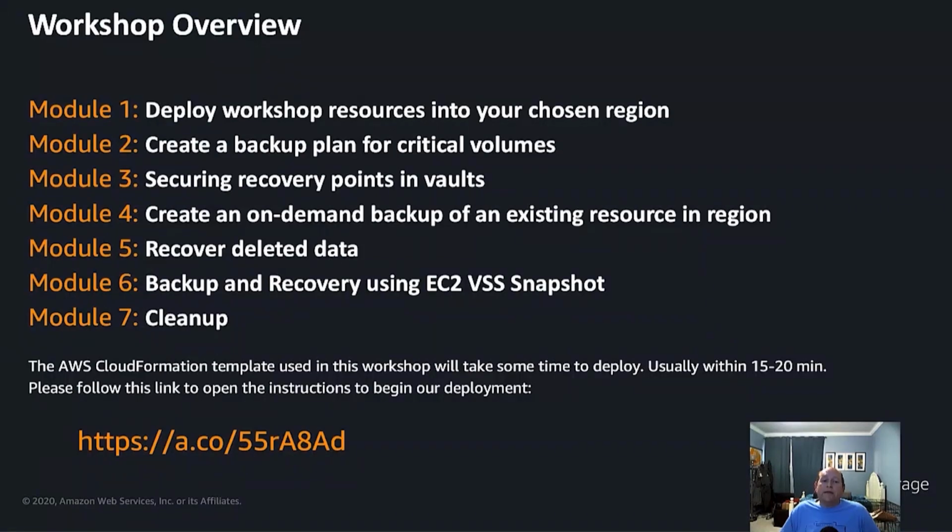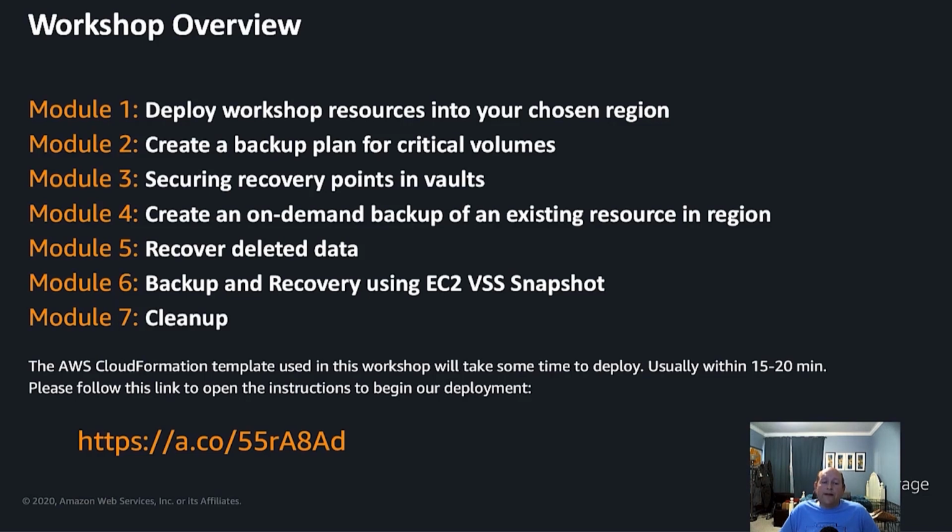The workshop is split into 7 different modules. In Module 1, we'll deploy our workshop resources into your chosen region. In Module 2, we'll create a backup plan for critical volumes. Module 3, we'll secure recovery points in our vaults. In Module 4, we'll create an on-demand backup of existing resources in our region. And in Module 5, we will recover deleted data. And in Module 6, we'll perform a backup and recovery using AWS Backup's latest feature, which is VSS snapshot integration. And finally, we'll clean up in Module 7.